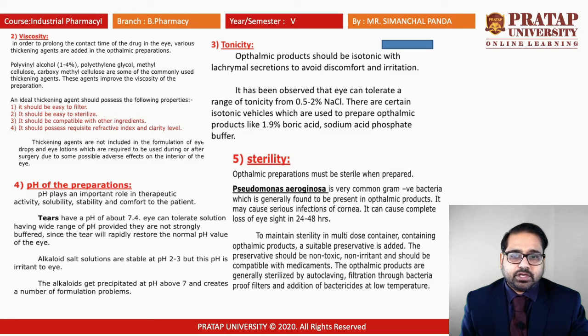Generally Pseudomonas aeruginosa is a common gram-negative bacterium which is found in ophthalmic products. It also causes serious infection in the cornea. It can cause complete loss of eyesight within 24 to 48 hours.